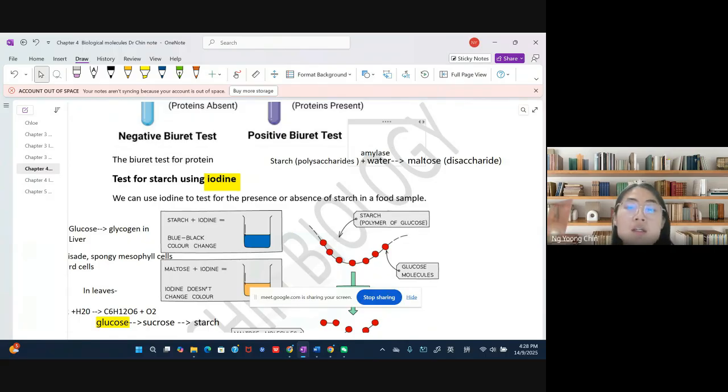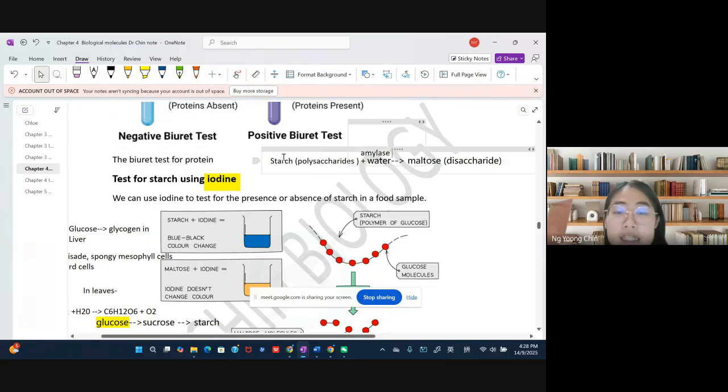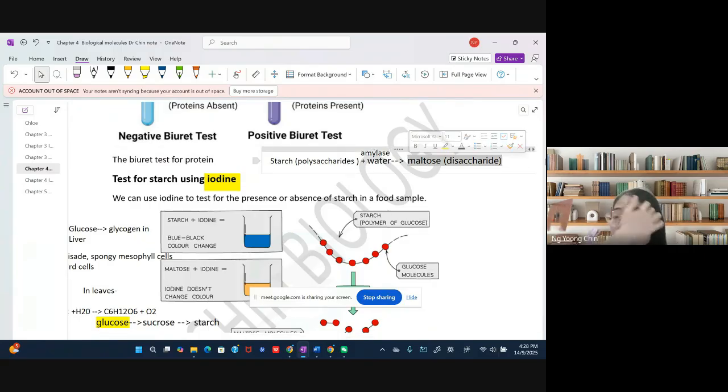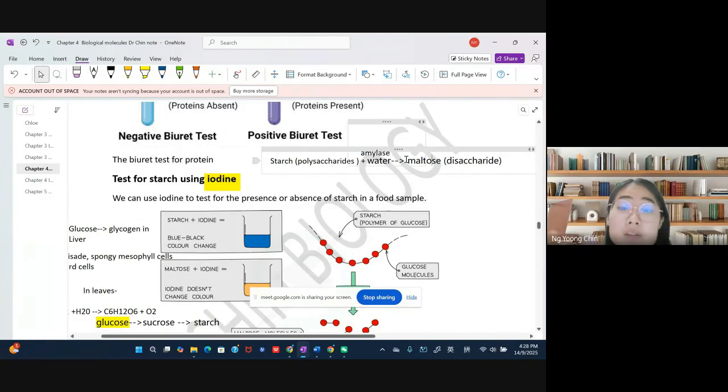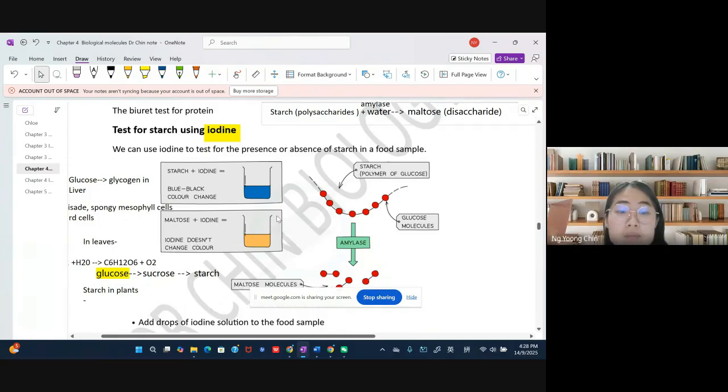Amylase enzyme. Okay, so Chloe, what happens when the starch is broken down by the amylase and becomes maltose? Will the iodine solution still be able to change color? Now they become maltose, not starch. No. Yes, so they will not change their color. When they become maltose, the iodine solution just remains brown, okay? So iodine solution can only change color in the presence of starch.